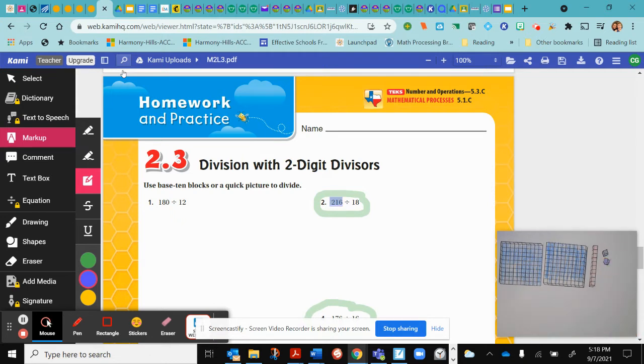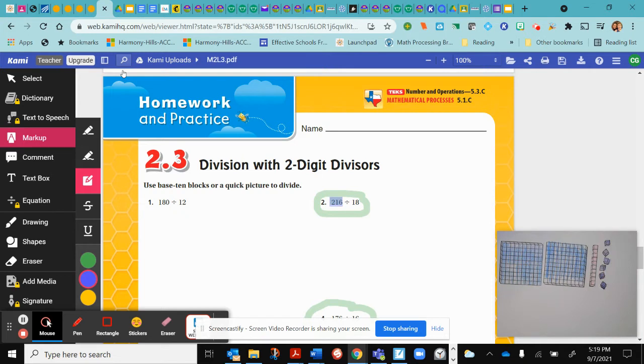2, 3, 4, 5, and 6. And remember, we do not divide like this, but we use place values when we are dividing. So this is to help reinforce what you are learning.